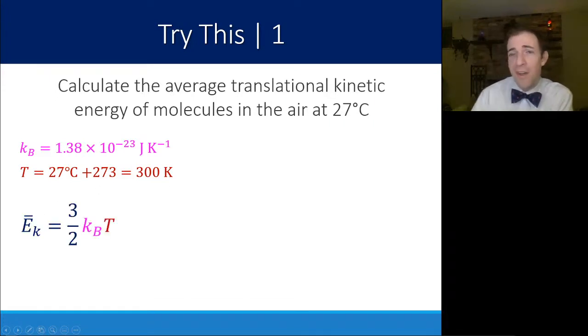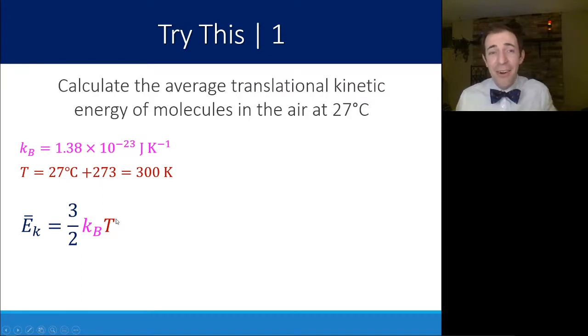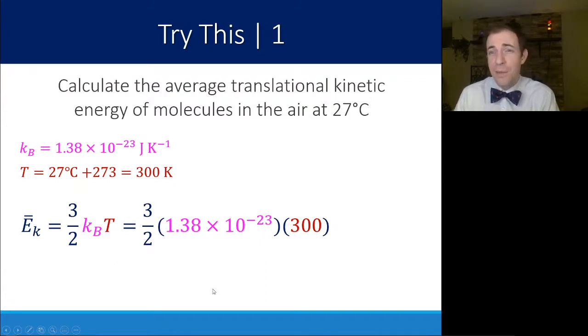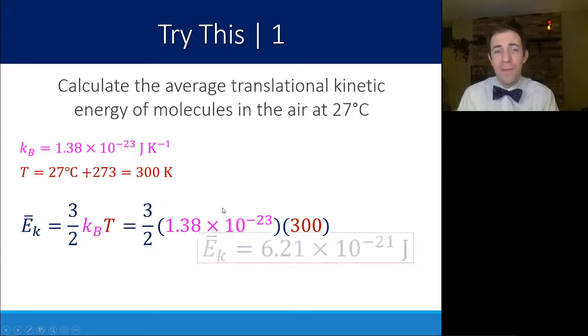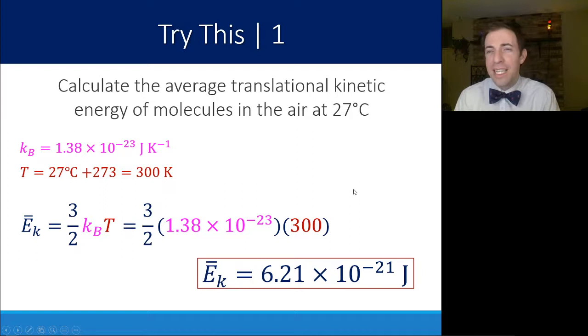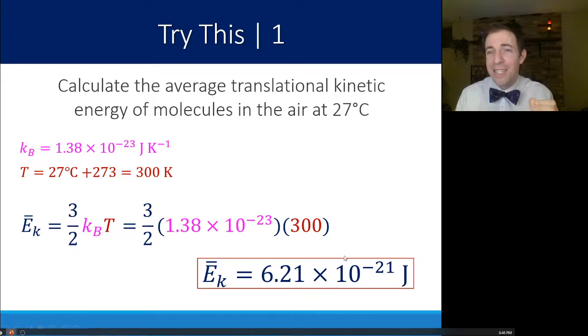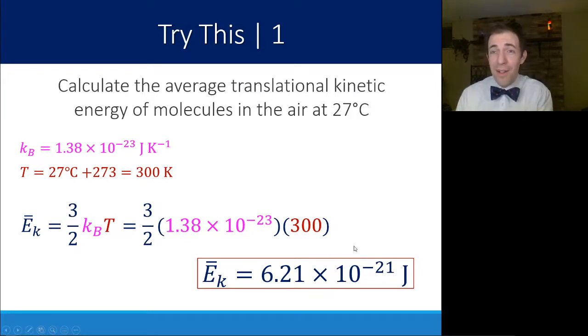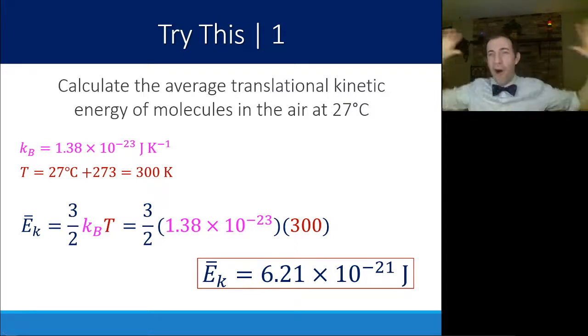Our equation that we saw earlier was 3/2 k_B T. So now it's just as simple as plugging in our numbers. So 3/2 times the Boltzmann constant, 1.38 times 10 to the negative 23rd, times our temperature in Kelvin, 300, will give us an average kinetic energy of 6.21 times 10 to the negative 21 joules, which seems like a silly small amount of energy. And that shouldn't be surprising because that's the average kinetic energy of a single molecule. And one molecule isn't going to have a lot of mass, so it's not going to have a ton of energy individually, but you add up all the molecules that there are in the gas and your energy increases substantially.